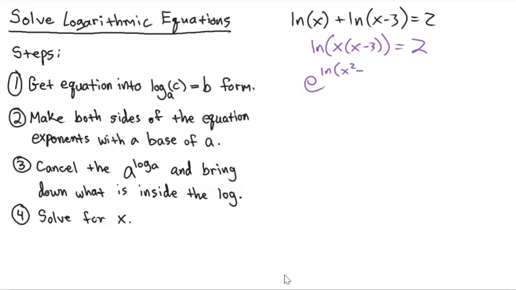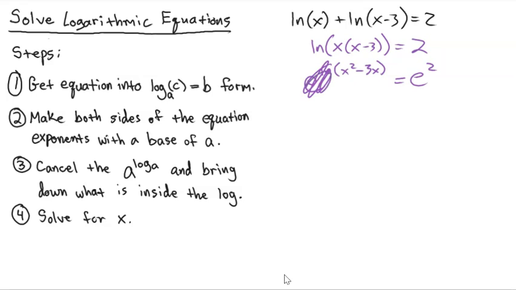x times negative 3 is minus 3x equals e to the second power. Now, this e to the second power is not easy to simplify. Last time we had 2 to the 5th power, and we just made it a 32. This e to the second power is a little crazy. We're better off just leaving it as e to the second power.